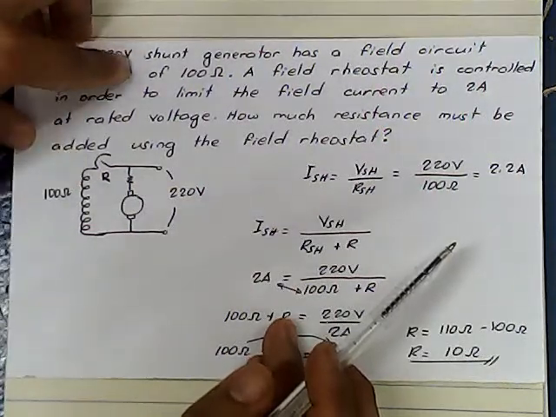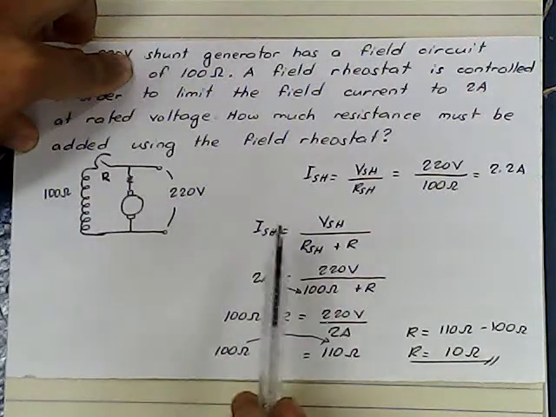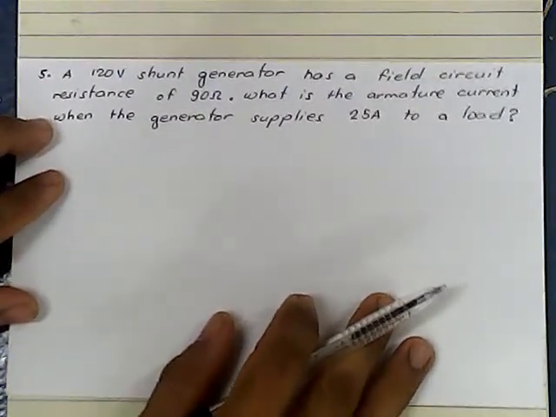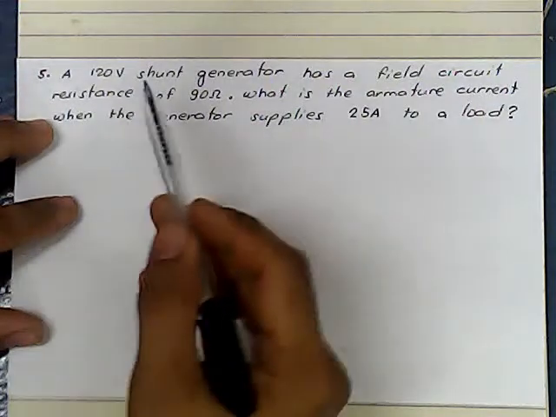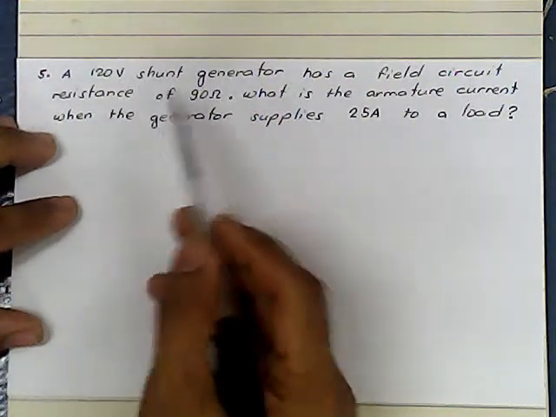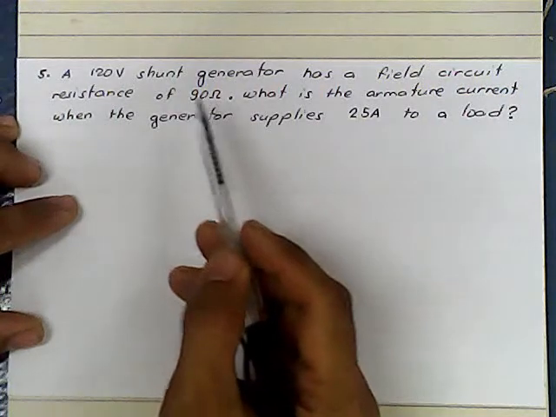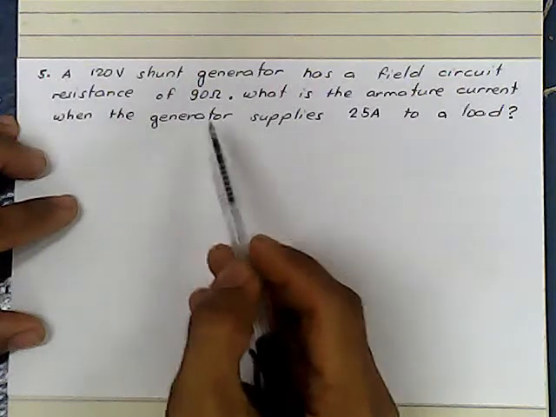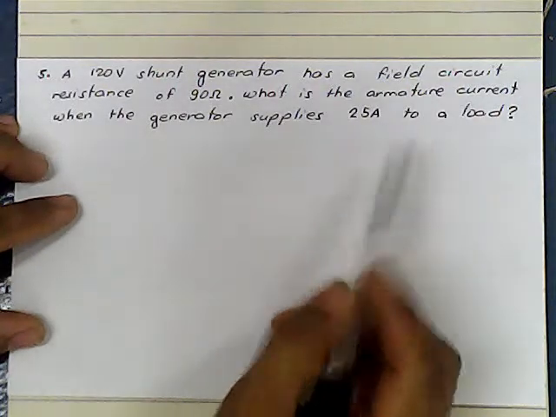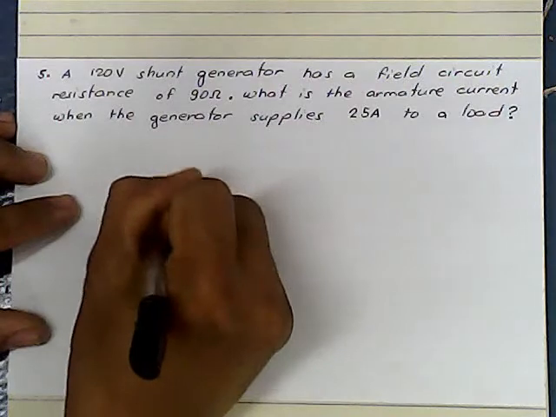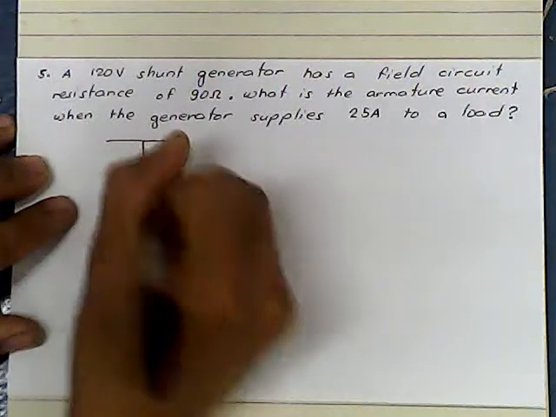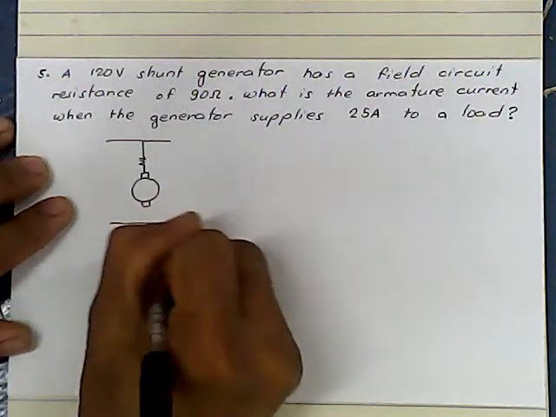Okay, but not all generators has the field rheostat. So let's proceed with the next problem, number 5. Okay, a 120 volt shunt generator has a field circuit resistance of 90 ohms. What is the armature current when the generator supplies 25 amperes to a load? Okay, drawing lang ulit natin yung ating figure. So, during this time, wala siyang field rheostat.